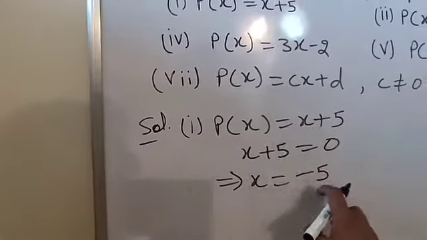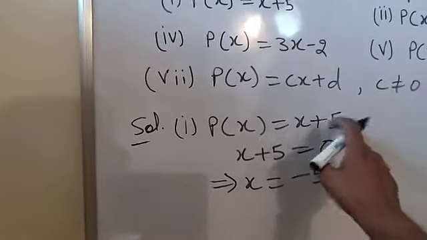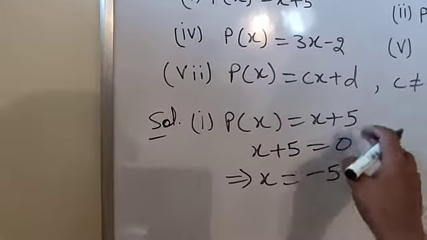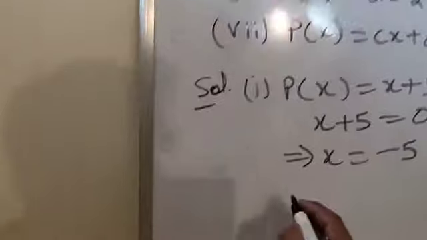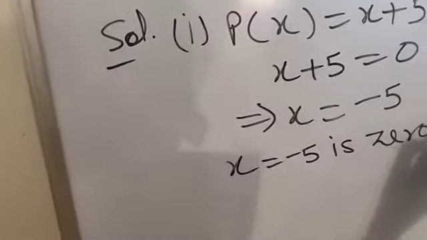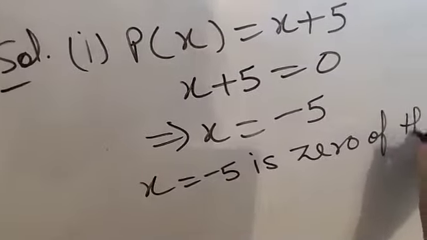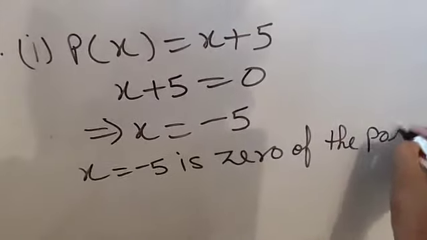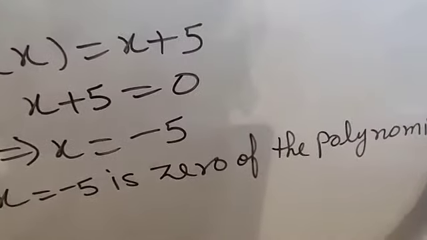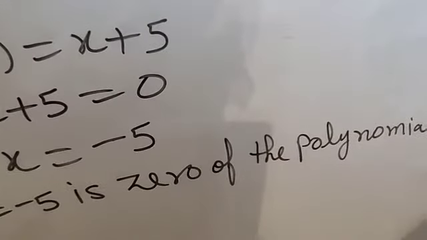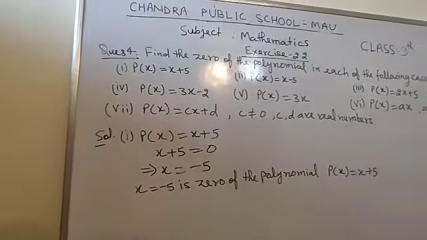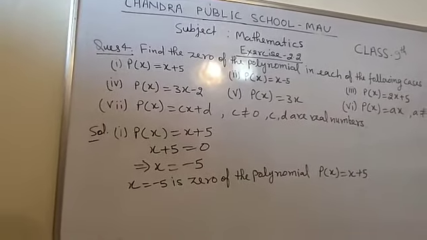If you replace x by minus 5, that will be minus 5 plus 5, which is equal to 0. So at x equal to minus 5, the value of this polynomial is 0, that's why x equal to minus 5 is the zero of the polynomial. So here you will write x equal to minus 5 is the zero of the polynomial p(x) equal to x plus 5. So it is simple, you can find it by putting the polynomial equal to 0 and evaluating the value of x.